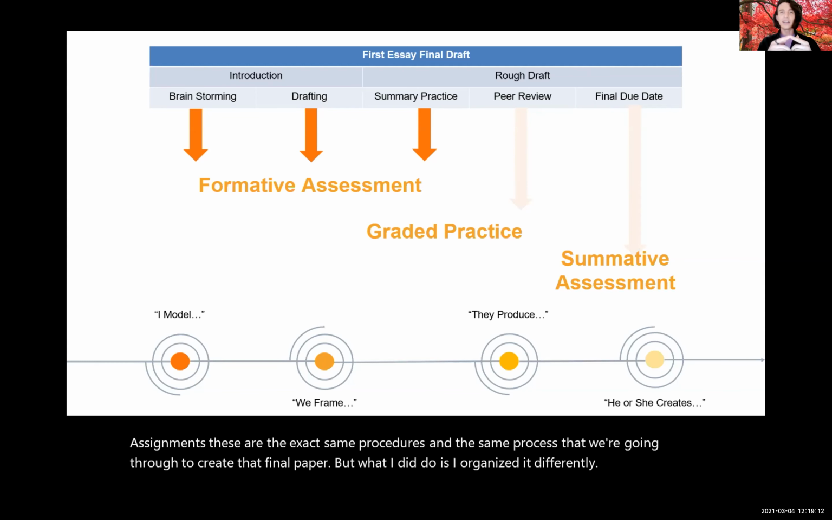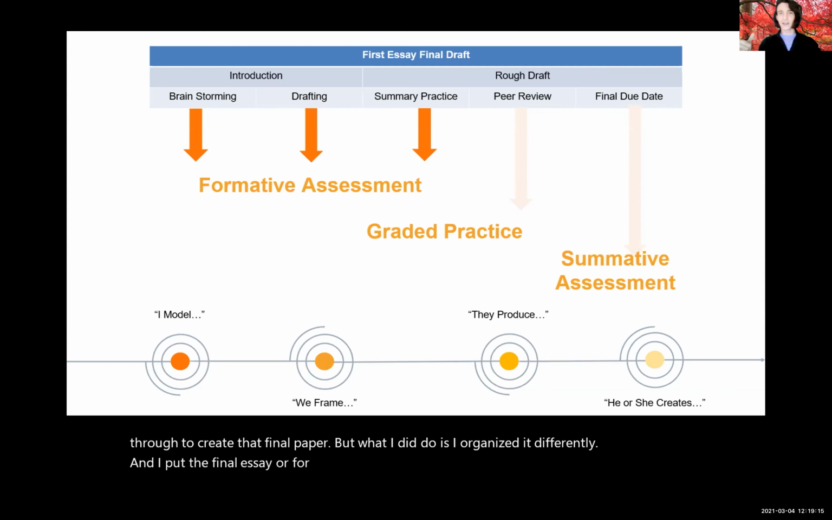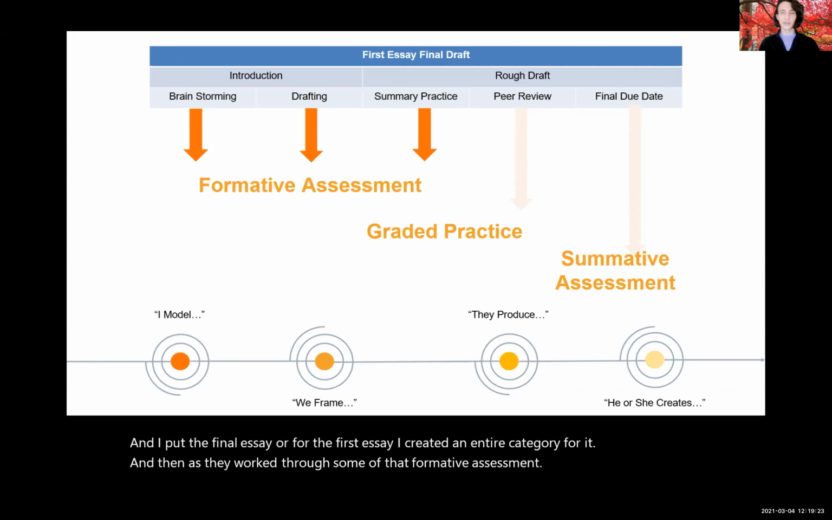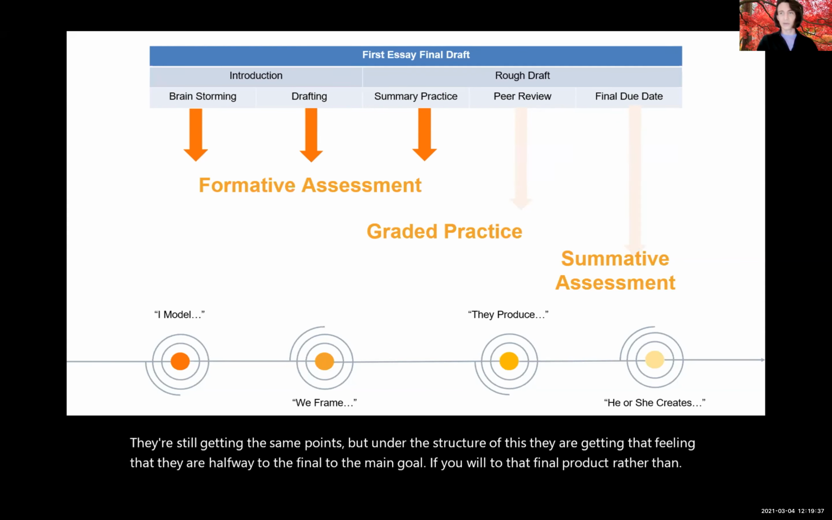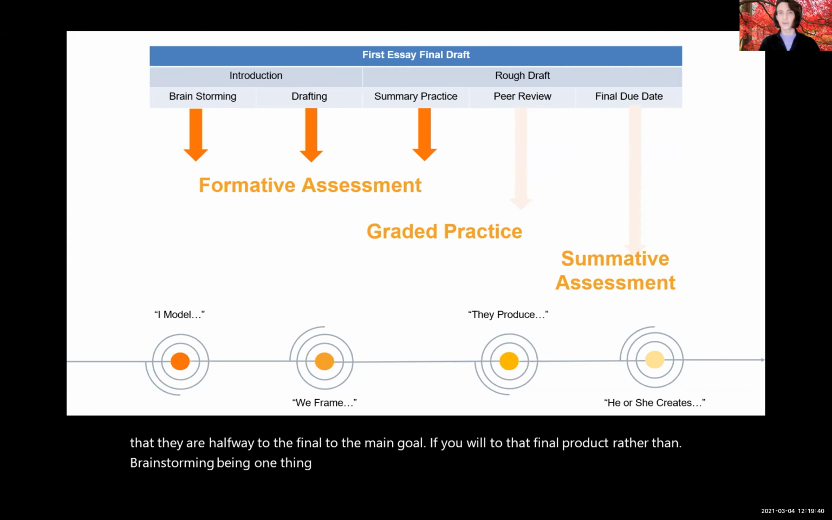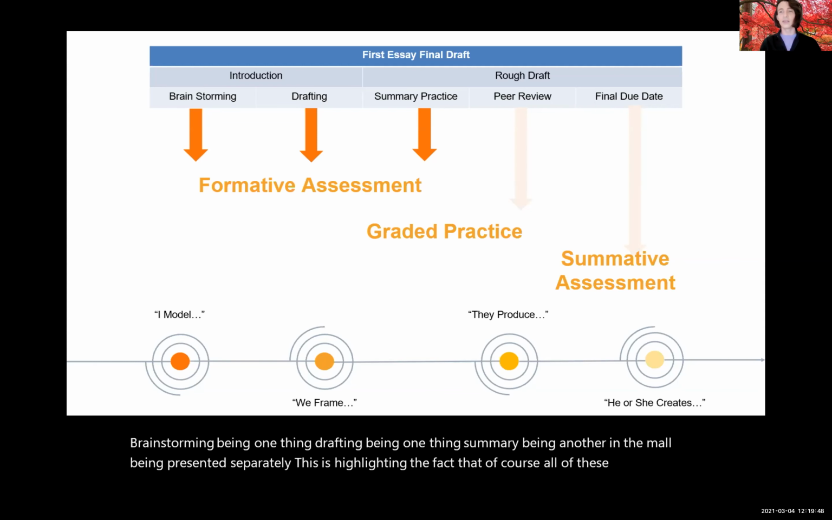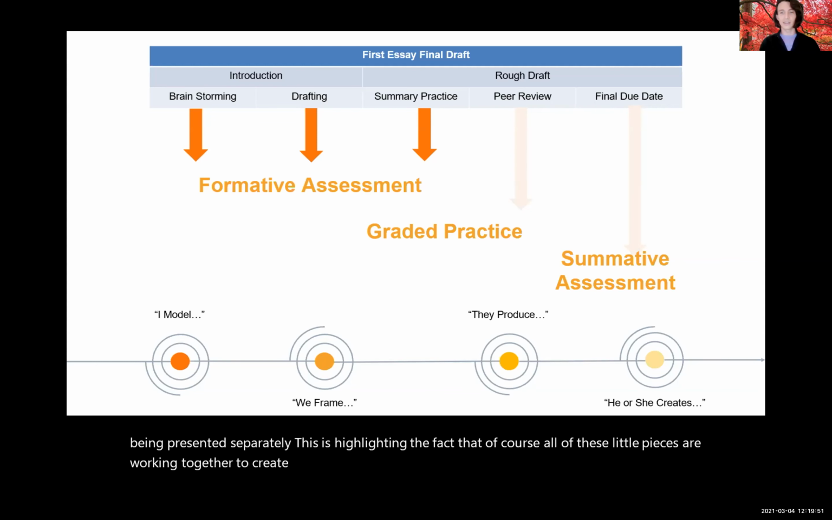I created an entire category for the first essay. And then as they work through some of that formative assessment, they're still getting the same points, but under this structure, they are getting that feeling that they are halfway to the main goal, if you will, to that final product, rather than brainstorming being one thing, drafting being one thing, summary being another, and them all being presented separately. This is highlighting the fact that all of these little pieces are working together to create one item, and that's our final essay.